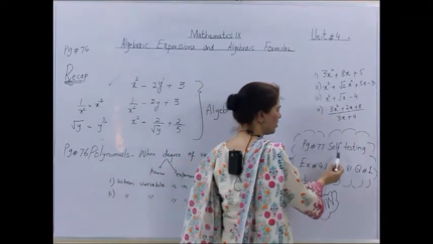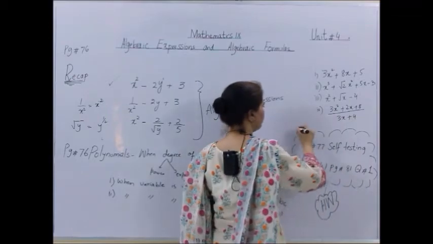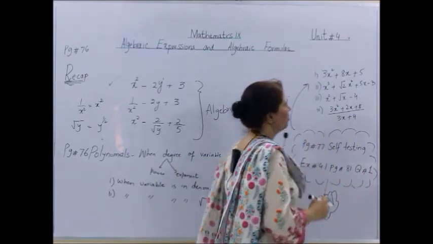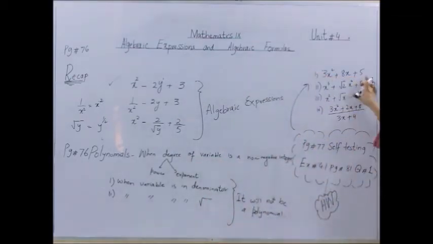Okay, page number 77, self-testing. Be with me. You have to tell whether the following expression is a polynomial or not, as they are algebraic expressions. So we have to see whether they are polynomials or not. Just keep two things in mind. The variable must not be in the denominator. It will not be in square root form.